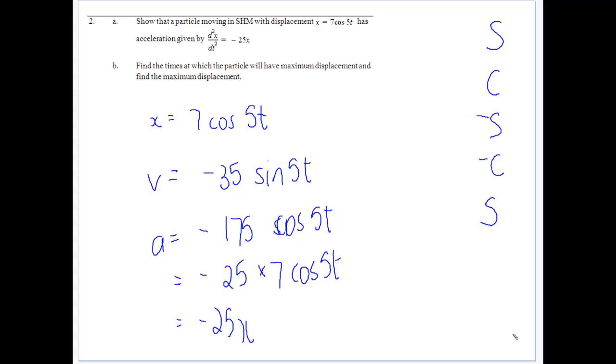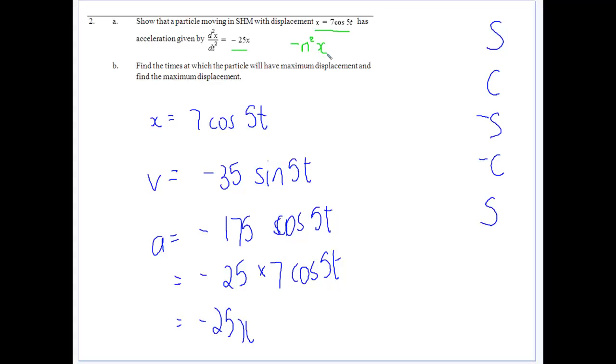Now, let's have a look at some more simple harmonic motion problems. So, the first one here, we want to show that something's moving in simple harmonic motion. It starts with a displacement of 7 cos 5t, and we want to prove that it can come down to minus 25x, which is in that simple harmonic form. Remember, minus n squared x.